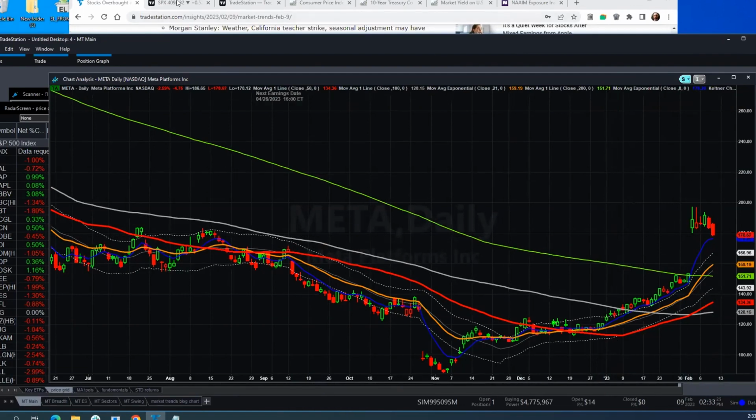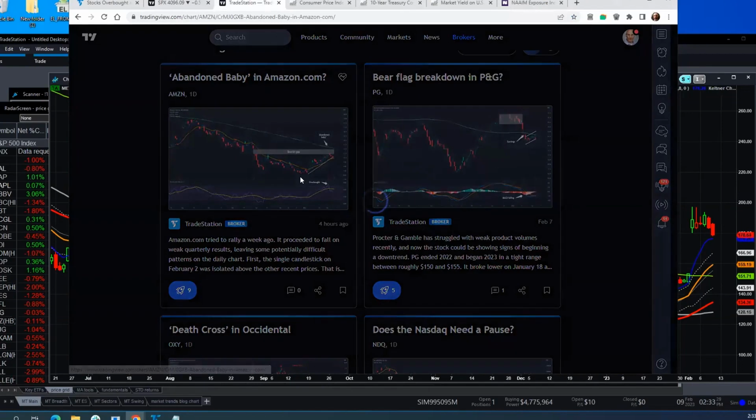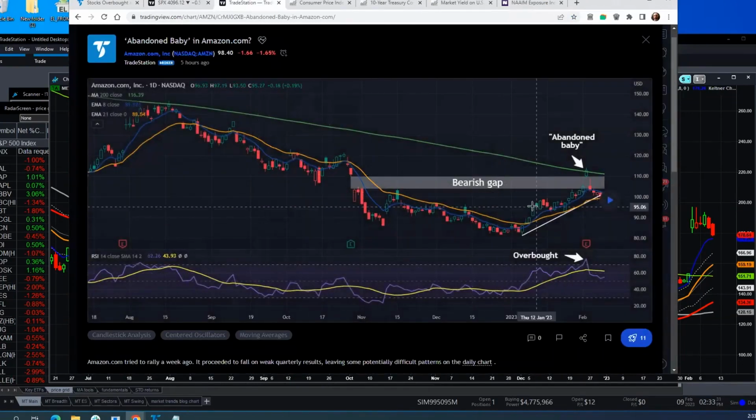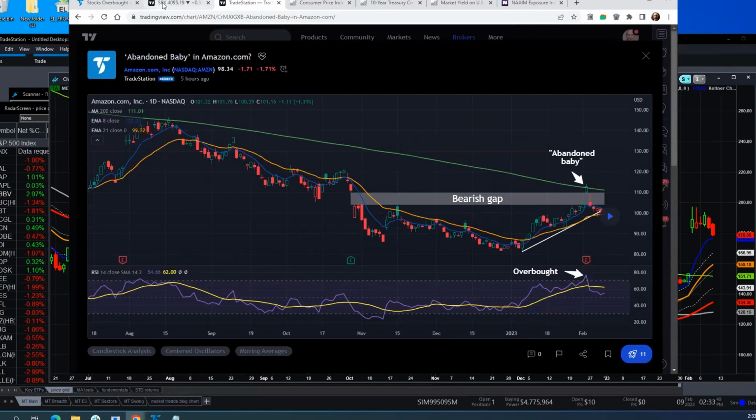Speaking of that, I did want to mention over in TradingView, we also do publish these ideas, and we did this candlestick pattern called an abandoned baby on Amazon. You can see Amazon rallied up to the 200-day before earnings missed, and now we have this kind of trend line that it's pushing against. So I wanted to point this out. You can check this out on TradingView.